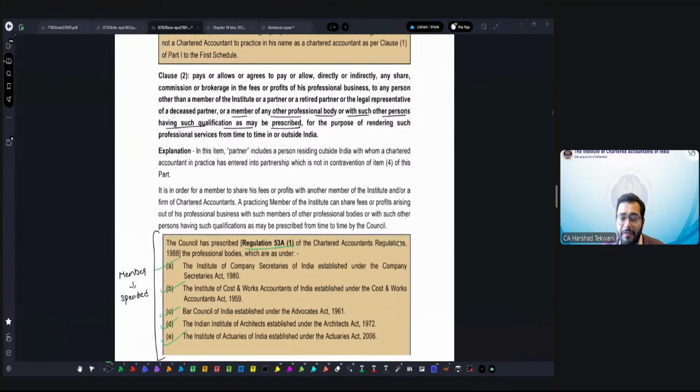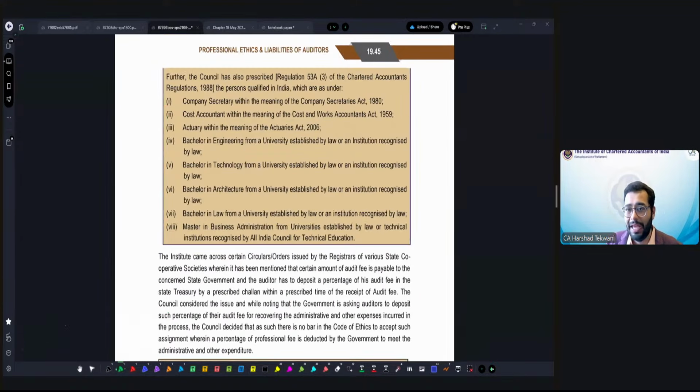Now, can anyone tell me where these qualifications are prescribed? Under which regulation are these qualifications prescribed? Again, 53A, sir, Chartered Accountants Regulations, 1988. Okay, Regulation 53A. Very good. Yes, it's in Regulation 53A(3). Okay. So Regulation 53A(3), again on page 19.45, if you see, it has been given beautifully that Regulation 53A(3) talks about the person qualified in India. Okay. So having such qualification, basically.